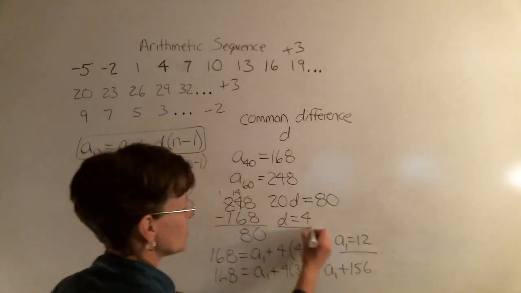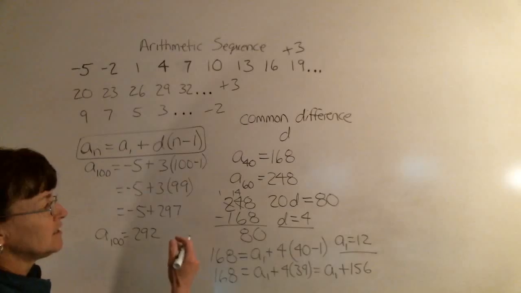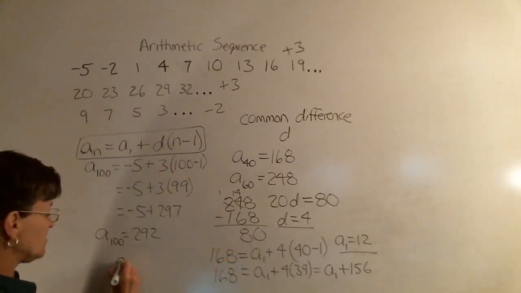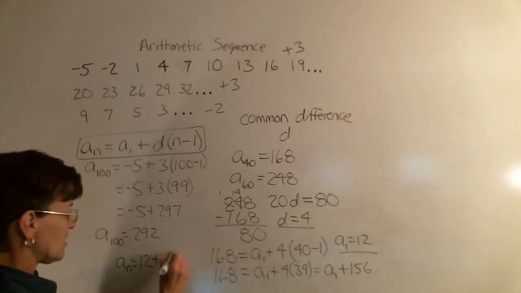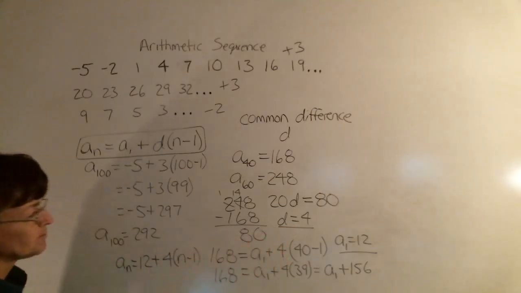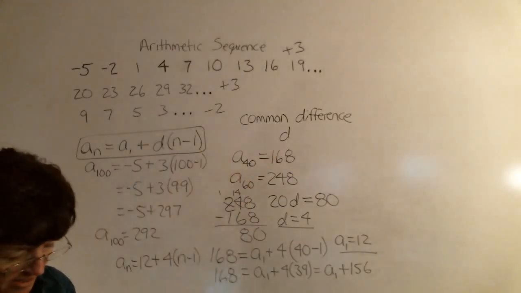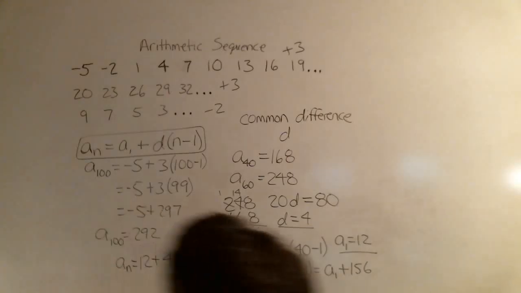So I know a sub 1, I know d. Now I can write my a sub n pattern for this particular sequence. And a sub n would equal 12 plus 4 times n minus 1. Okay, so now we know what d is, the common difference, and we have a pattern for our nth term in the sequence.